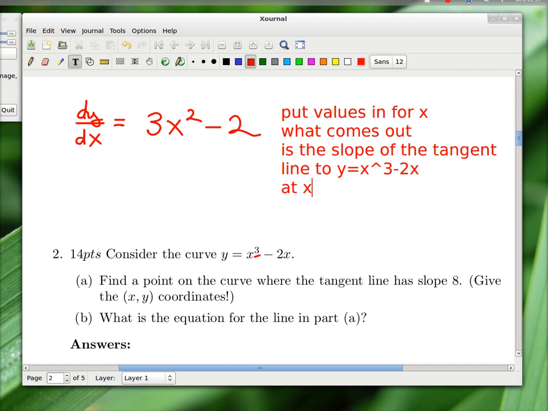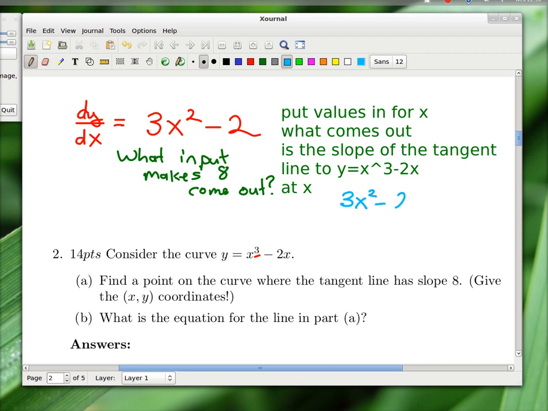Okay, so all right, now I can start drawing again. So basically, we have this question that we want to ask the universe. What input makes 8 come out? So this is one of those great questions that require no thought at all to answer, because some really smart person that lived a long time ago figured out a recipe for doing it. And so all you have to do is set this equal to 8. So what input makes 8 come out is the same thing as solving this equation, 3x squared minus 2 equals 8.